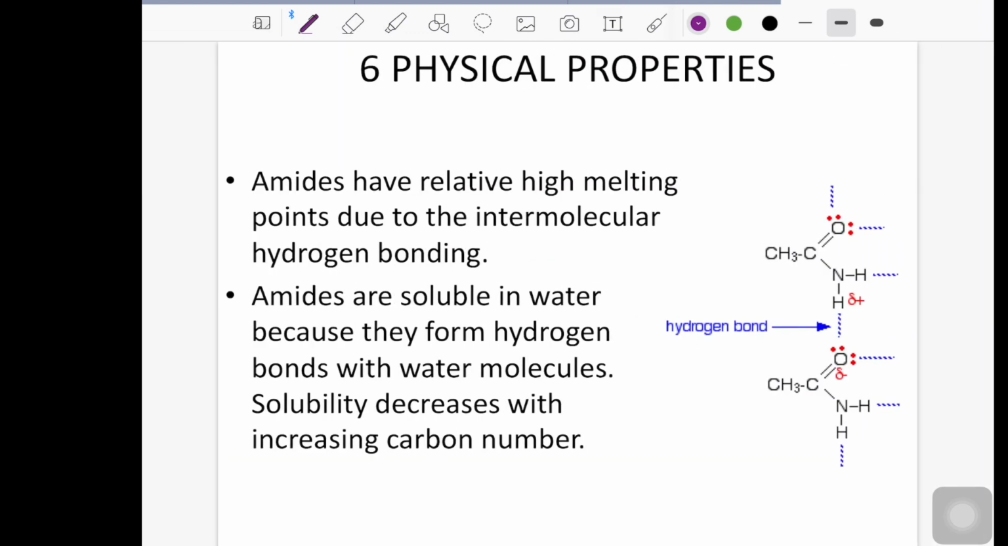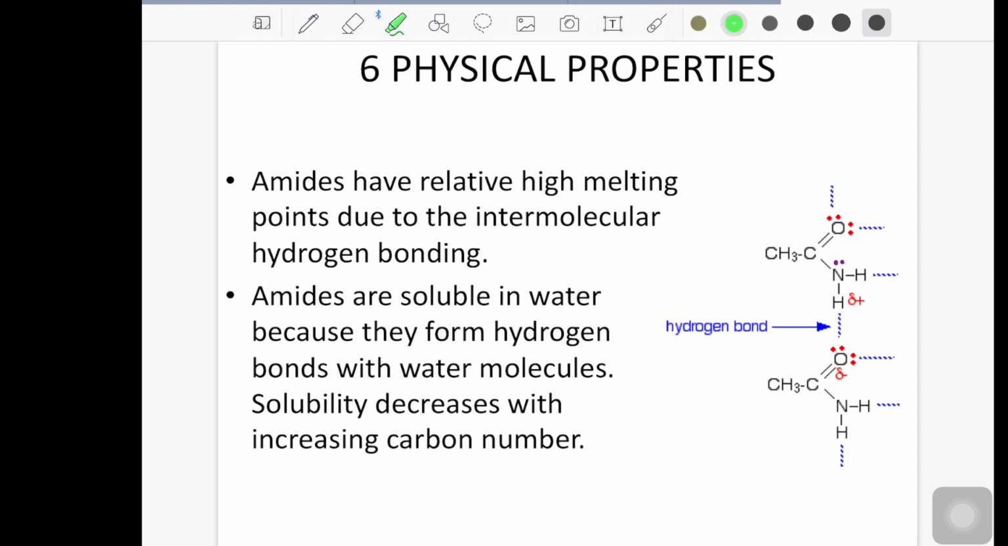Okay, the physical properties of amides. You may think that, oh, amides contain NH2, so you would imagine that this N has a lone pair of electrons. Yeah, that nitrogen has a lone pair of electrons, really, but it doesn't behave like an amine. Amides have relatively high melting points due to the intermolecular hydrogen bonding.